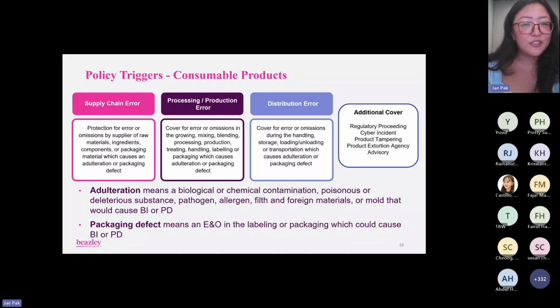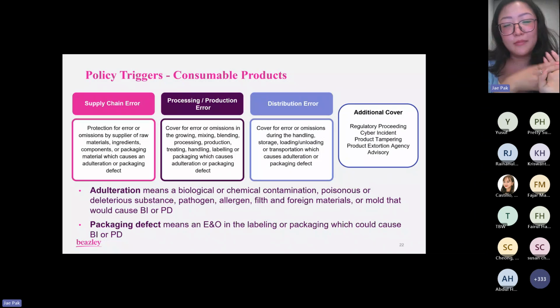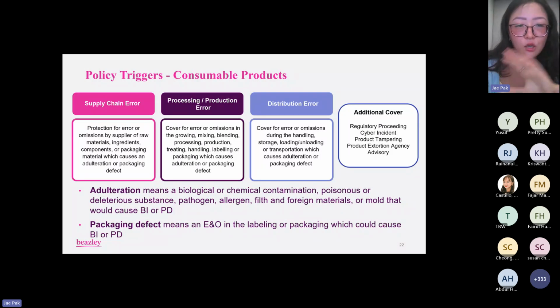And then I want to go into the policy trigger for consumable products. Again, same idea. The claim can happen at any point in the product's life cycle, but there just needs to be an adulteration or a packaging defect. And adulteration, again, is any biological or chemical contamination, poisonous or deleterious substance, a pathogen, an allergen, filth, or material or mold that can cause BIRPD, or a packaging defect. So it can be an adulteration or packaging defect that happens at any point in the product's life cycle, and it will trigger our policy.